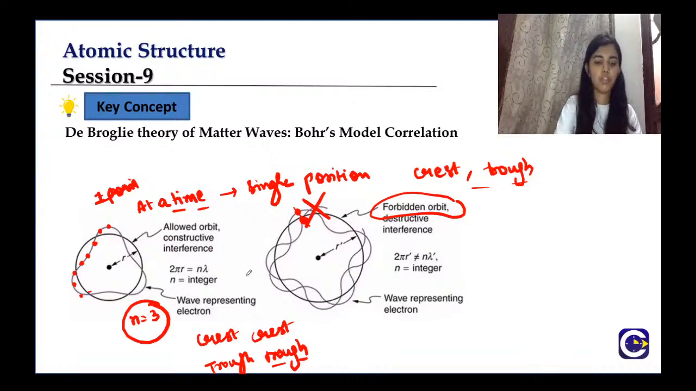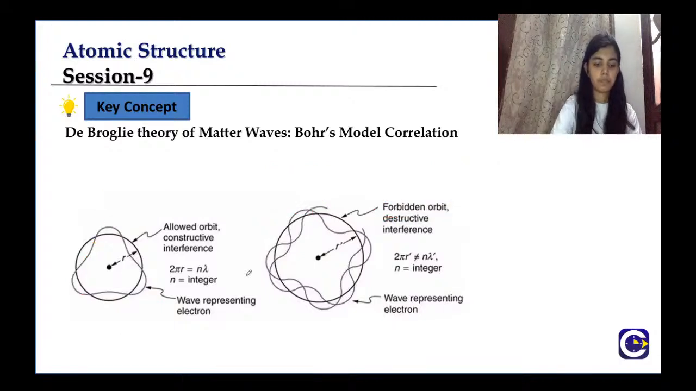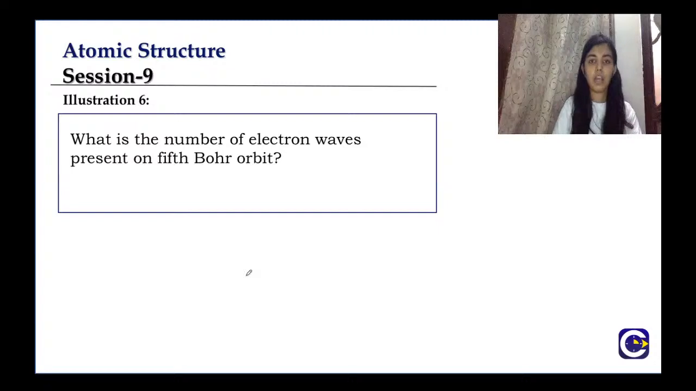Next we will move on to: what is the number of electron waves present on the fifth Bohr orbit? Can you tell me the number of electron waves present on the fifth Bohr orbit?